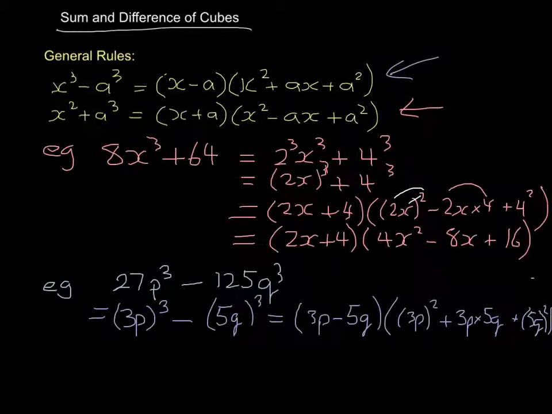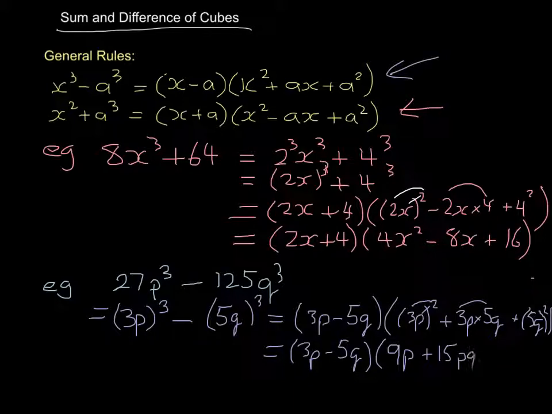So then I'll just simplify this again. So it'll be equal to (3p - 5q). And then we have to make sure that we square the 3 and the p, so 3 squared is 9p squared, plus 3 times 5 is 15pq, and then for the last bit, 5 squared is 25q squared. And that's the answer to that one.